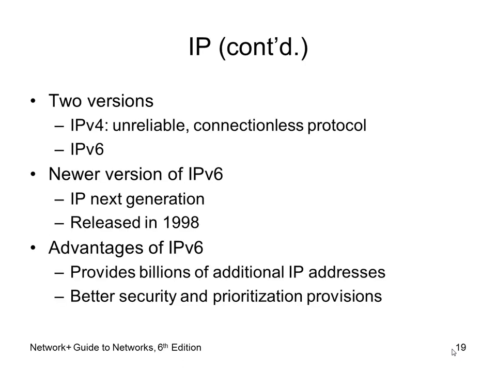Okay? Two versions, 4 and 6. 4 is an unreliable connectionless protocol. It's old. It's really, really old. Okay? All right. 6 is newer, the next generation. Yay. Okay, released in 1998. Advantages: billions of additional addresses. Okay? And better security and prioritization provisions.